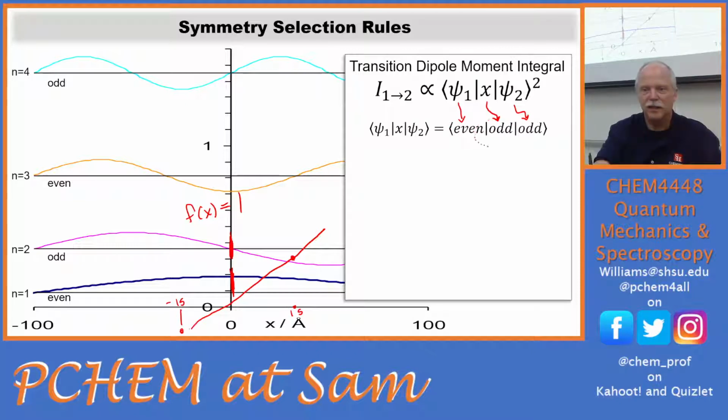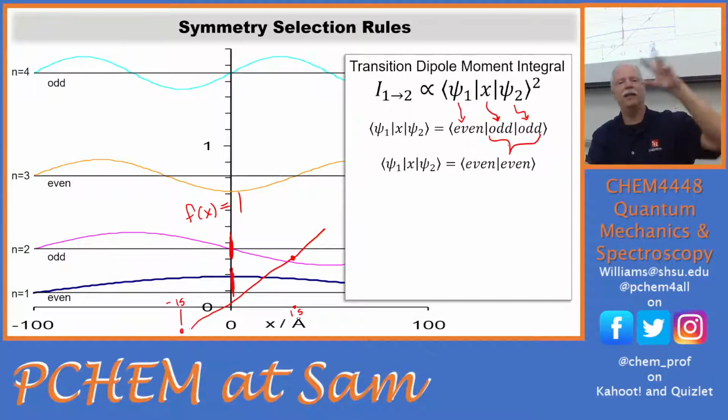And so we can look at this and use our multiplication table that we just made on the previous slide. We typically do these from right to left, although it really doesn't matter. Odd times odd gives an even. So light times that wave function 2 is going to give us an even result.